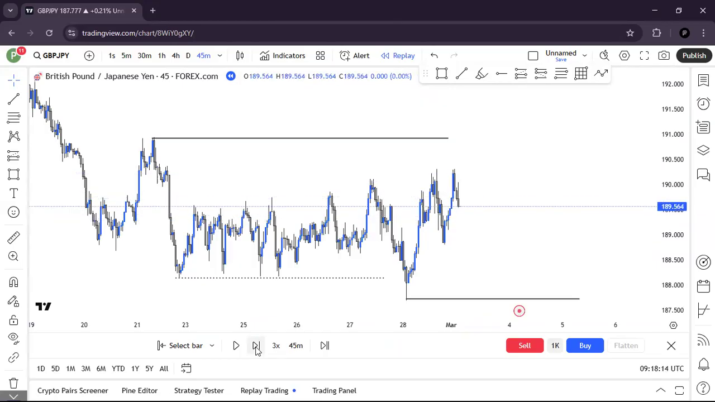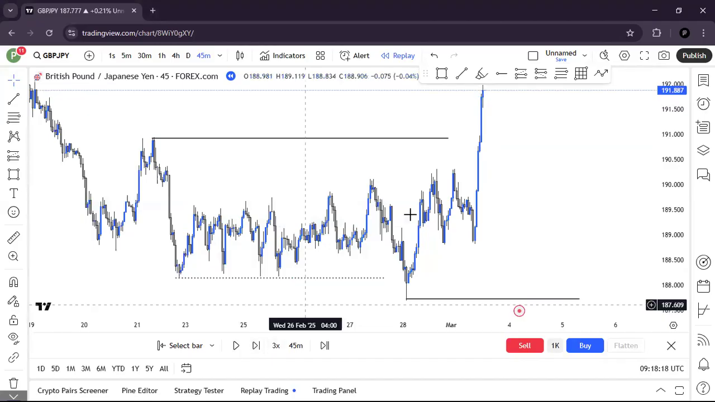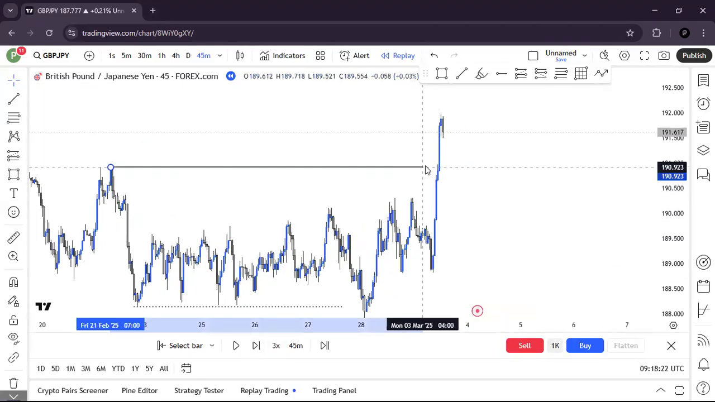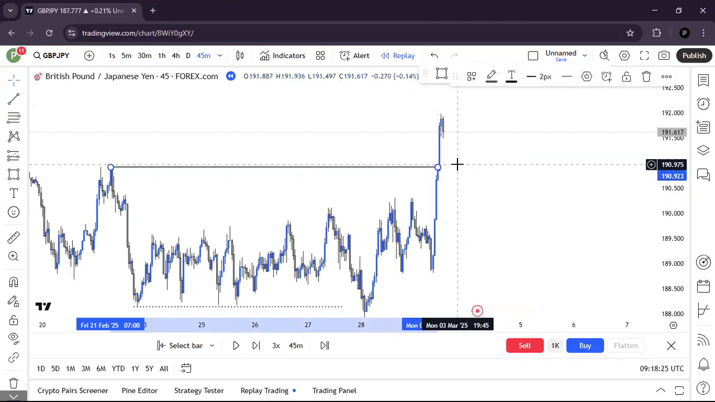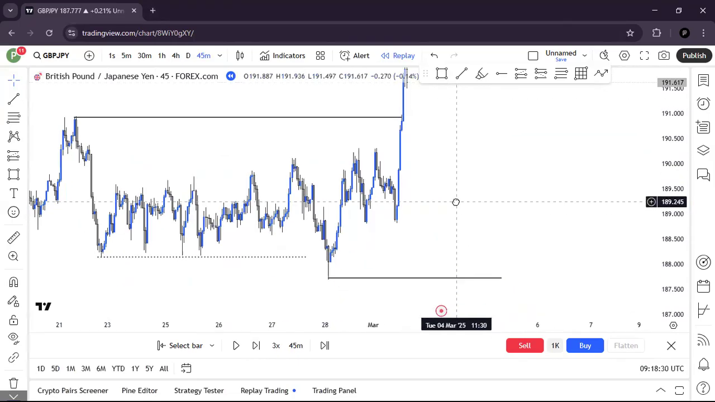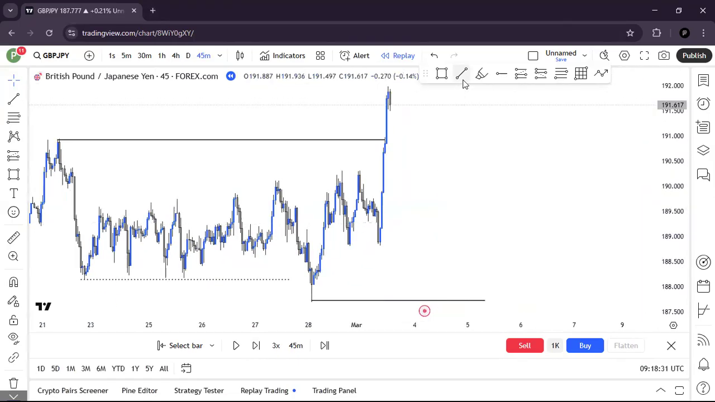Yes, exactly. Now you can see the market has broken it. Market has closed above the previous high here. And that is very, very good.